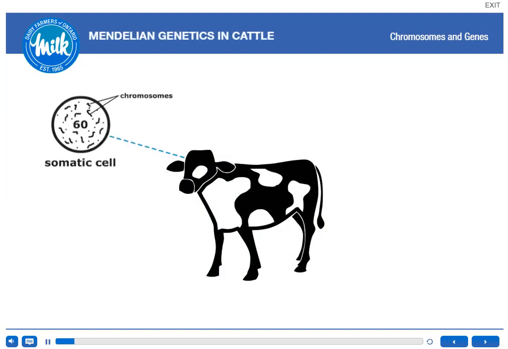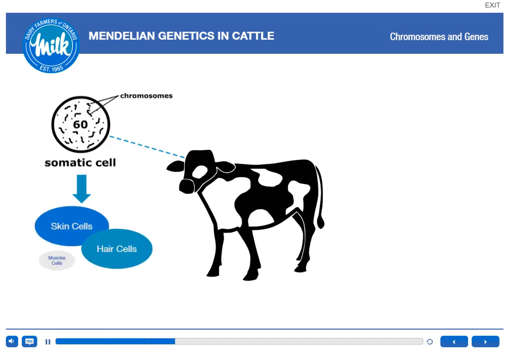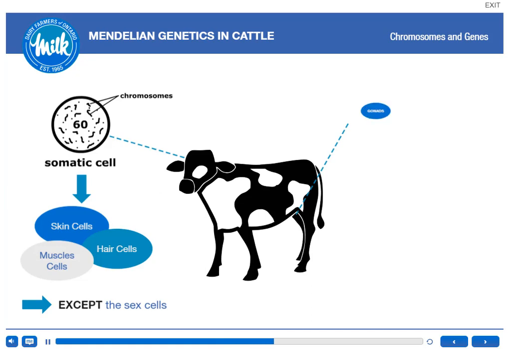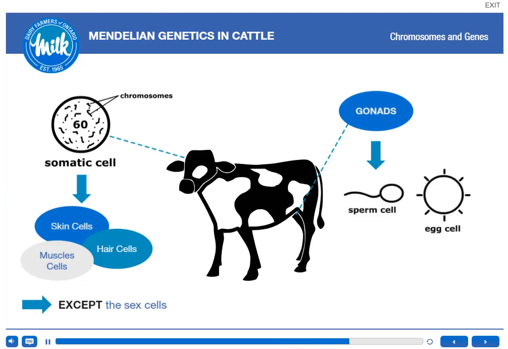Cows have 60 chromosomes in their somatic body cells. Examples of somatic cells are skin cells, hair cells, muscle cells, and basically all cells in the body except the sex cells. Sex cells are produced in the sex organs, called gonads, the testes and ovaries. Sex cells are called gametes and include sperm and egg. The gametes have 30 chromosomes, half the number of the somatic cells.